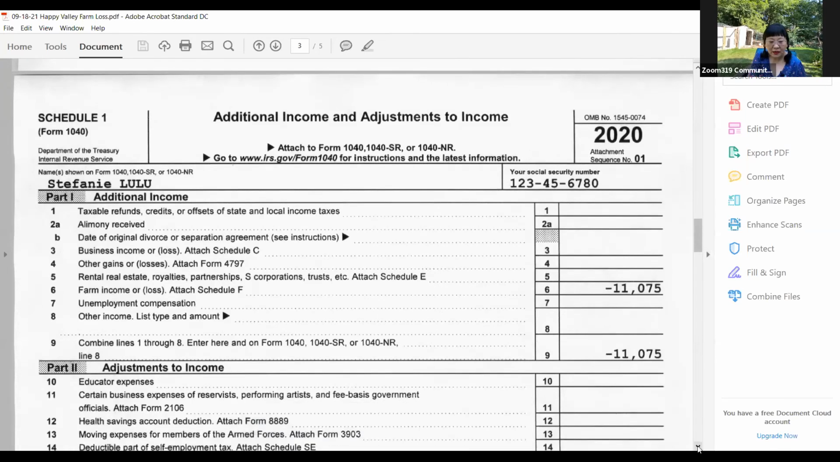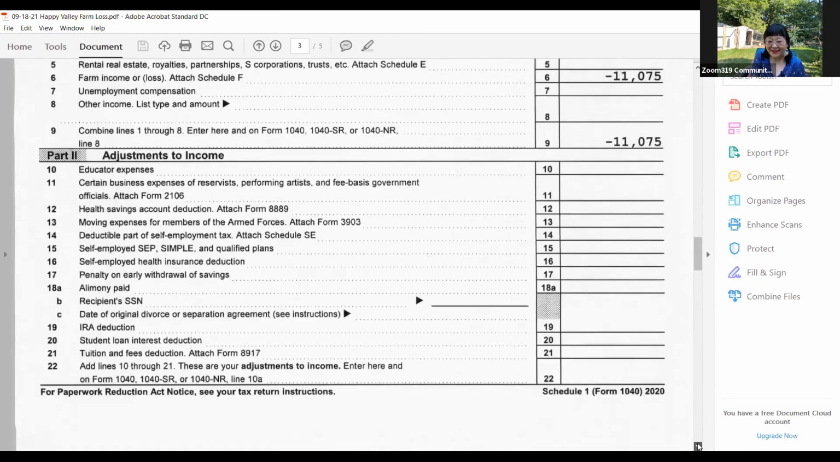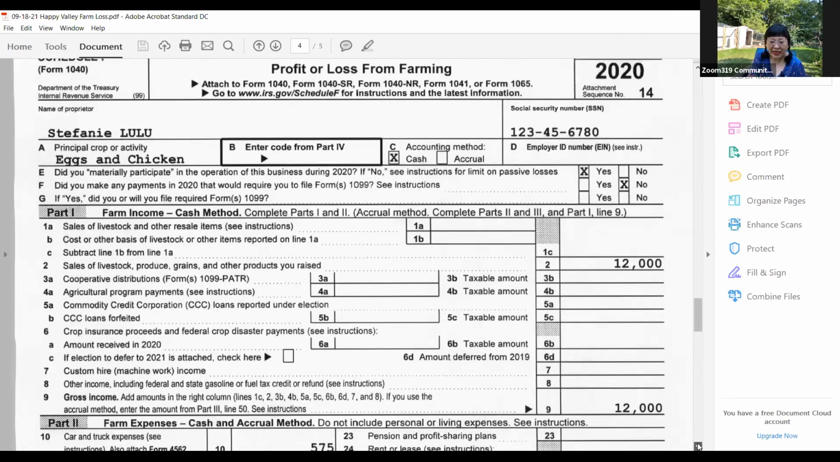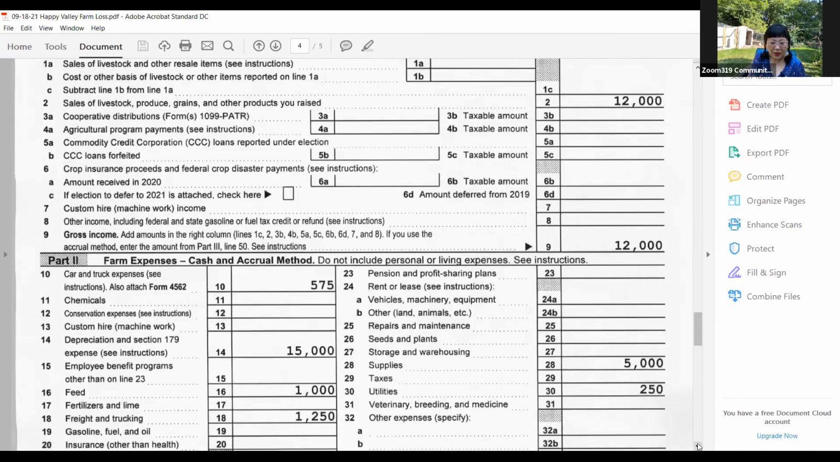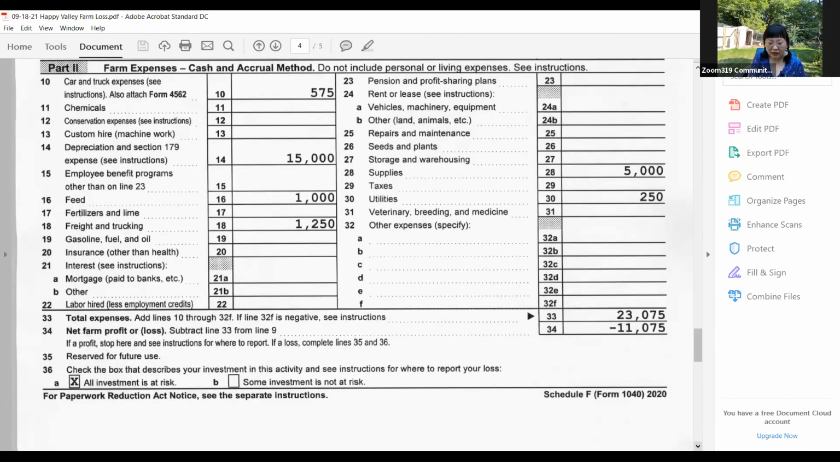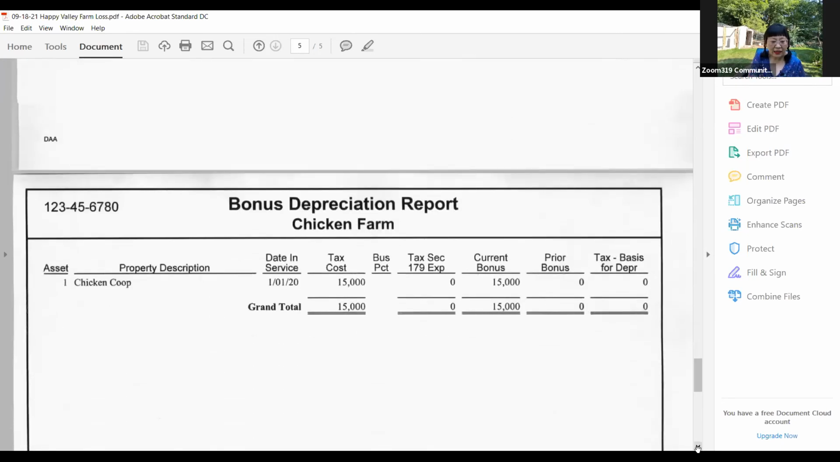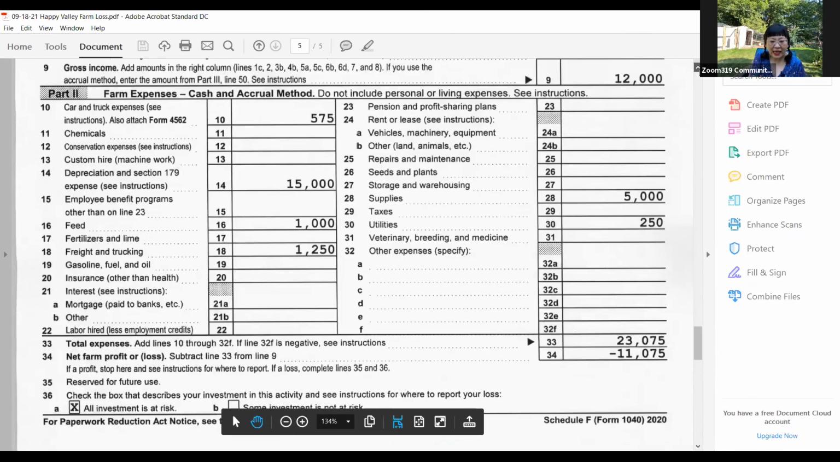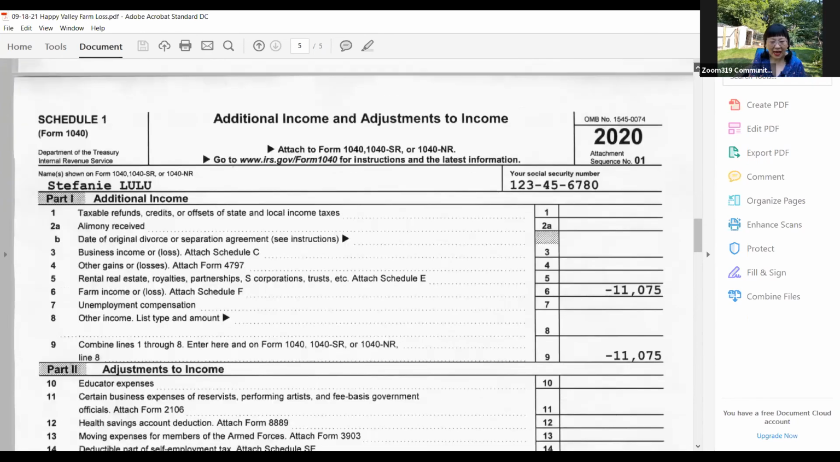So here, look at the farm loss, 11,000, right? And here we go. Stephanie made 12,000 income, and she also built the coop, so it was deducted 100%. That's why we have $11,075 in losses. And then we still have the depreciation, bonus depreciation. So that's where our losses come in, and Stephanie gets a refund instead of paying taxes.